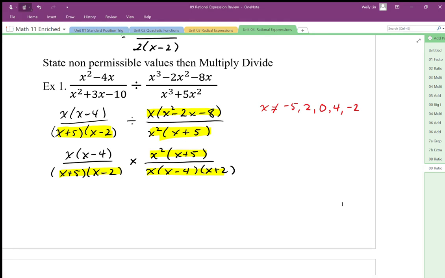Okay, so once I've stated my restrictions, I can now start canceling out common factors. So there is a +5, +5, -4, -4, an x and an x. Again, it's starting to get a little bit messy, so I'm just going to simplify this. So I'm left with an x squared, and I have an x minus 2 and an x plus 2. And it looks like that's it. So it looks like that's my final factored form.